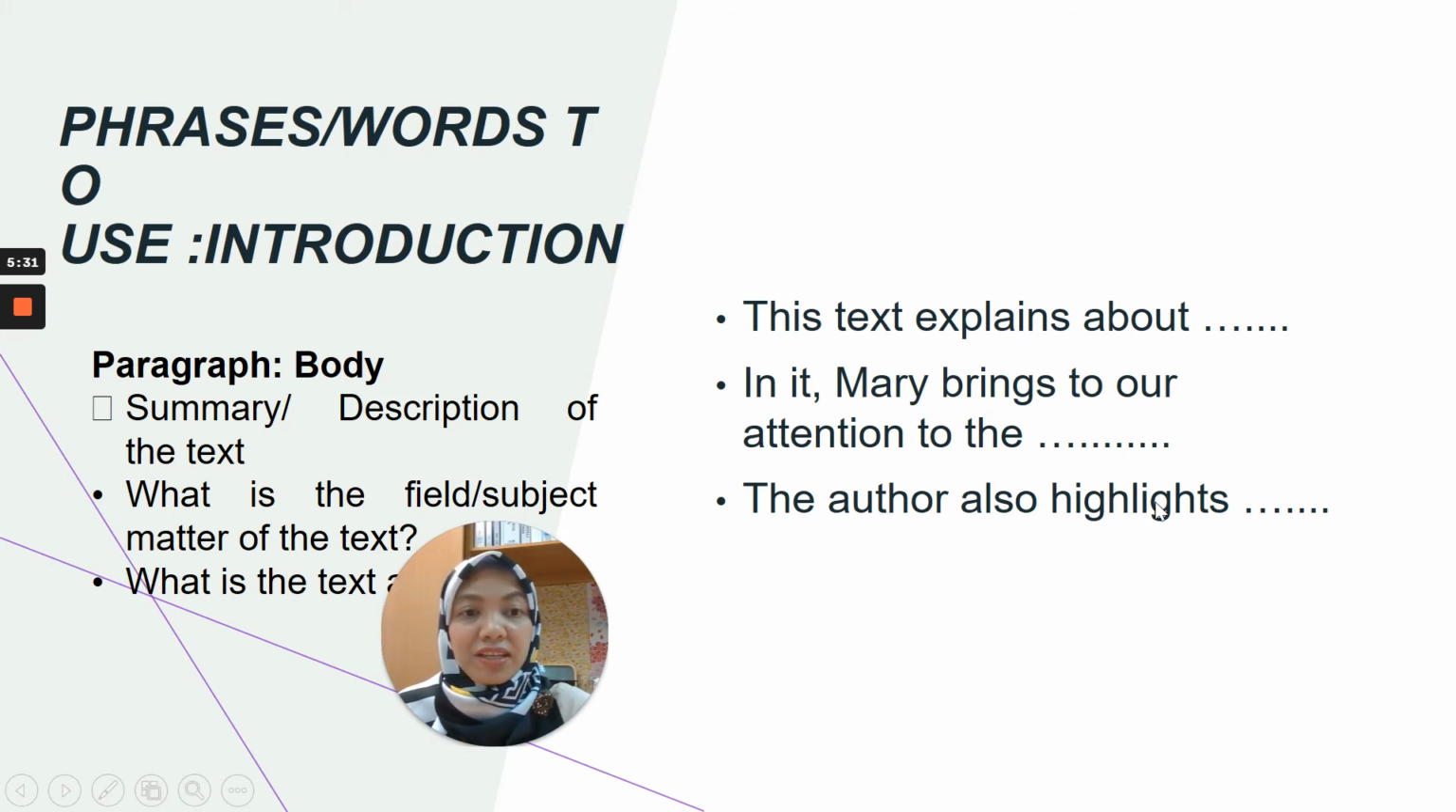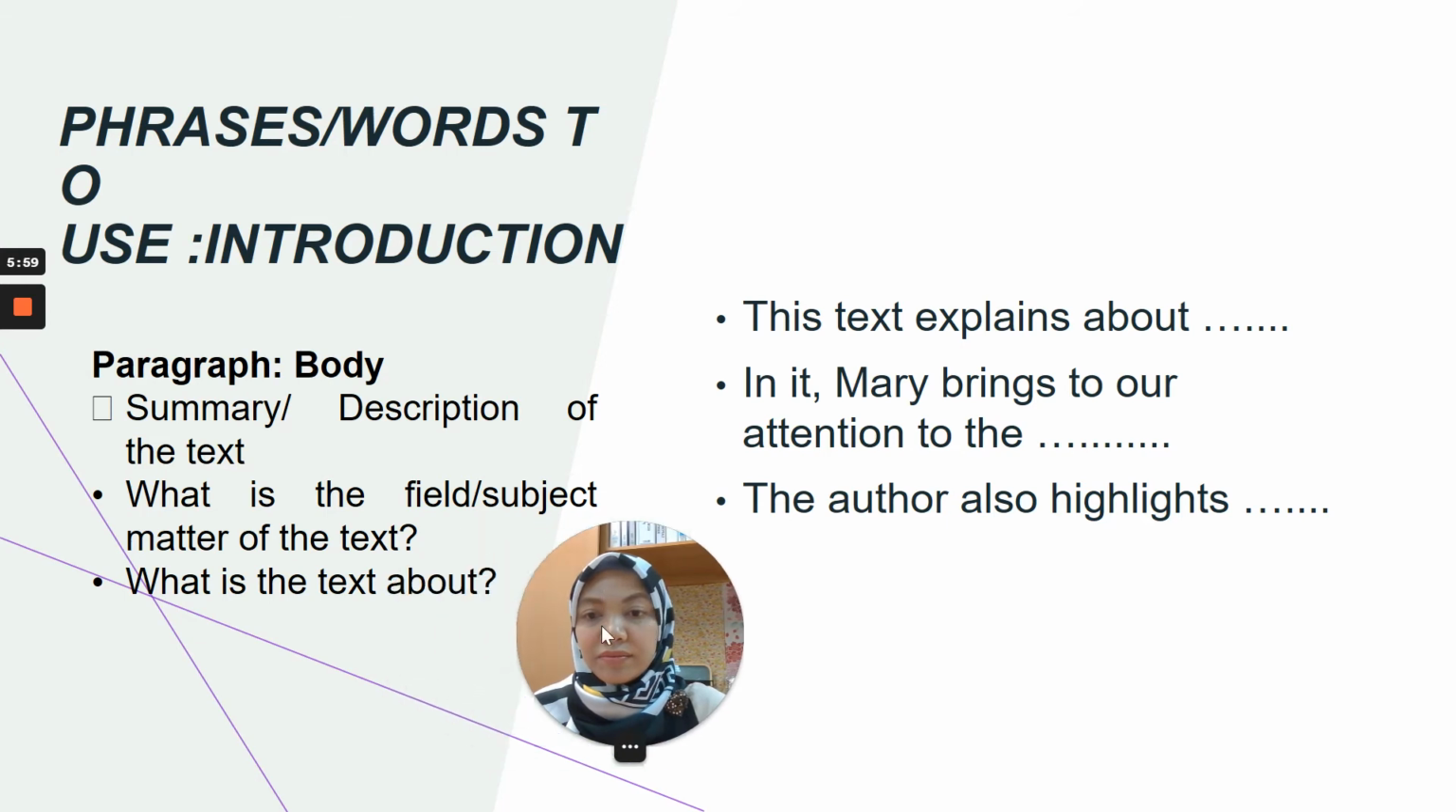These are the variations. You want to make your sentences varied, right? So this is one of the options. The author also highlights. What else can you put? You can mention the author continues to share whatever. All right, this is when you are explaining the summary, the main ideas of the text.